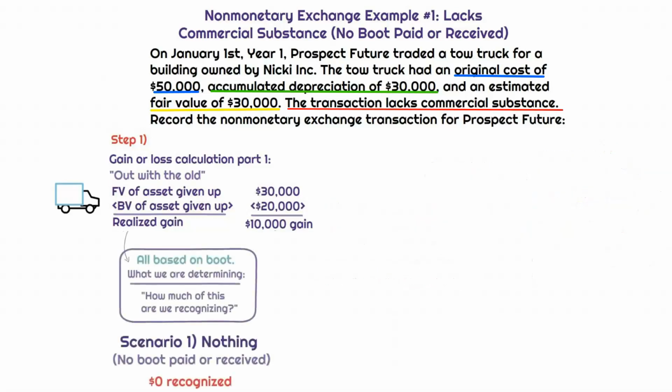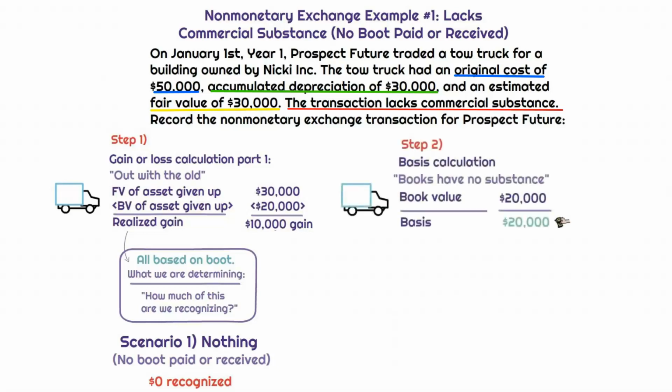Well, no boot is paid and no boot is received, right? If we just read the question, we don't see anything that has to do with the trade outside of the assets that are being exchanged. No cash is paid, no cash is received. So what does the nothing scenario tell us? It tells us that none of this gain is getting recognized today. Okay, so 0 is our gain.